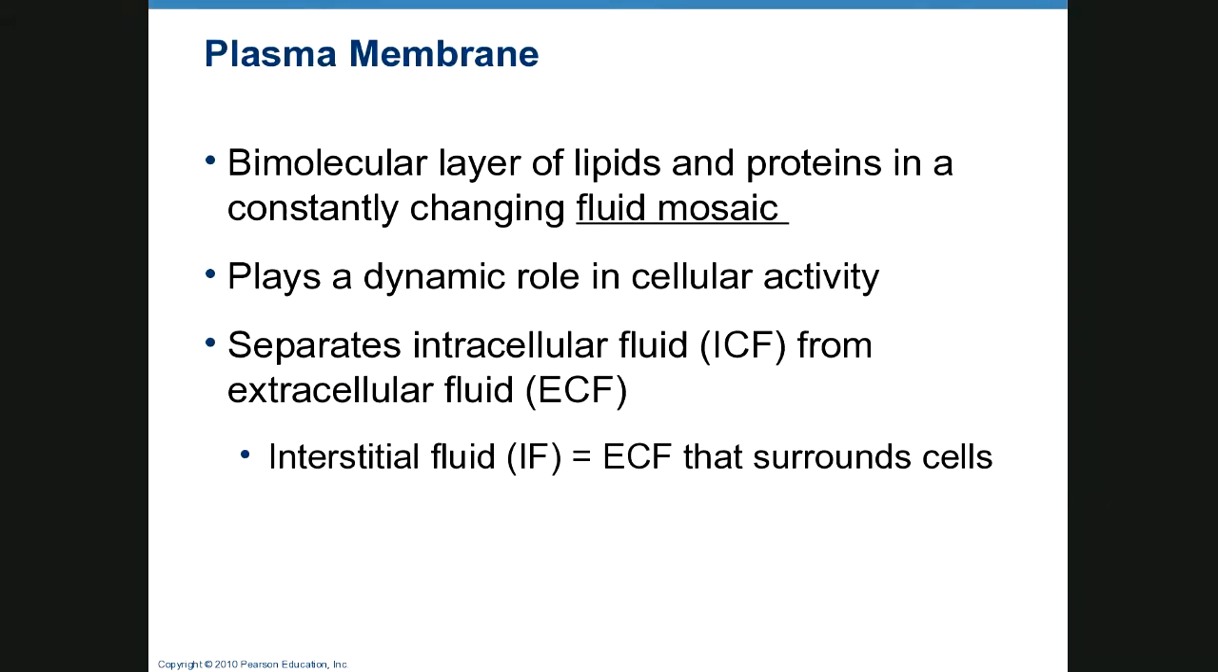The plasma membrane is going to take up most of the rest of this lecture because it is such an important part of the cell. Now, most people think, oh, it's just a wrapper, but it is an intimate part of the cell's structure itself. We call it a fluid mosaic because it's sort of squishy and movable, and it definitely changes shape. It plays a dynamic role in cellular activity and keeps insides in and outsides out. So it separates intracellular fluid, that's insides, from the extracellular fluid, which is outsides.